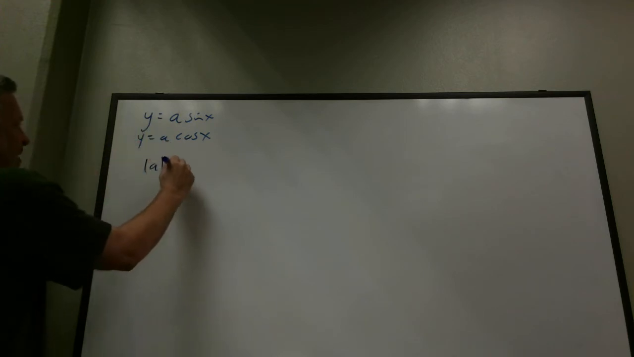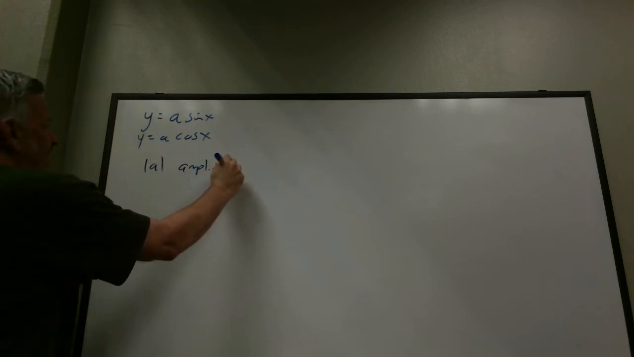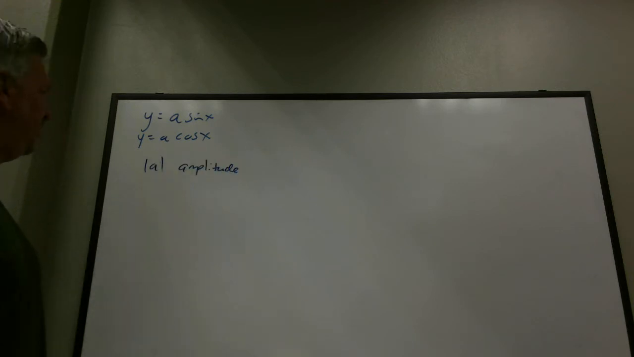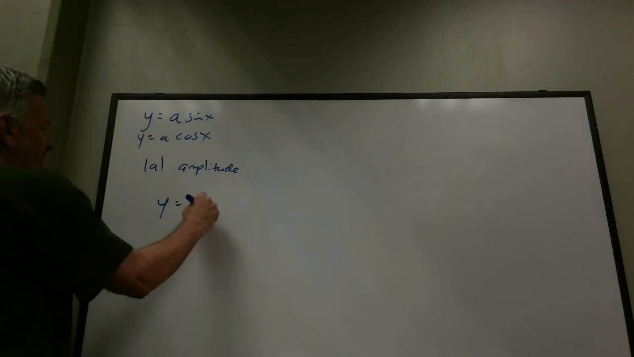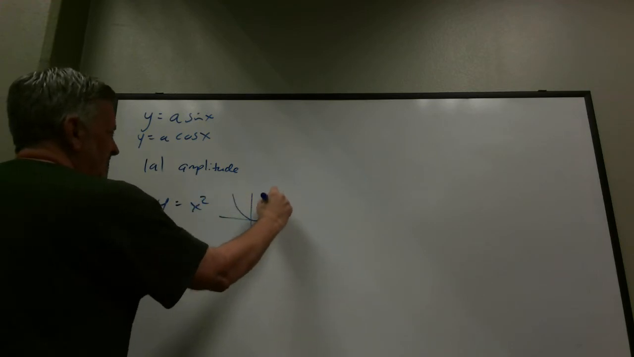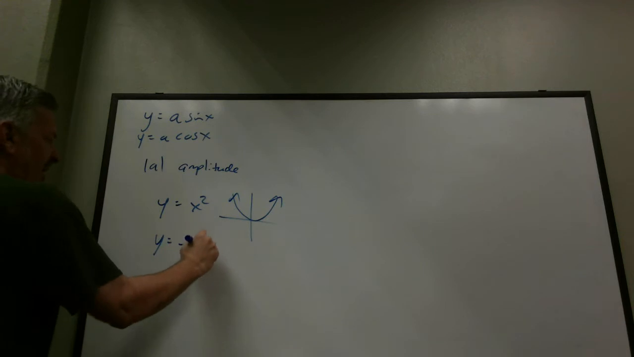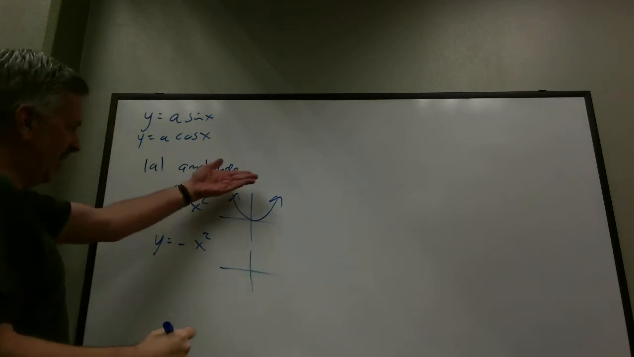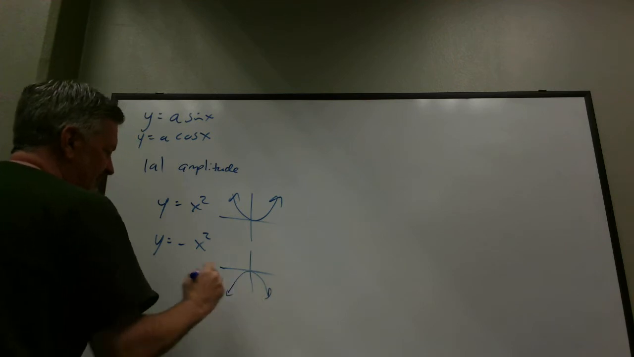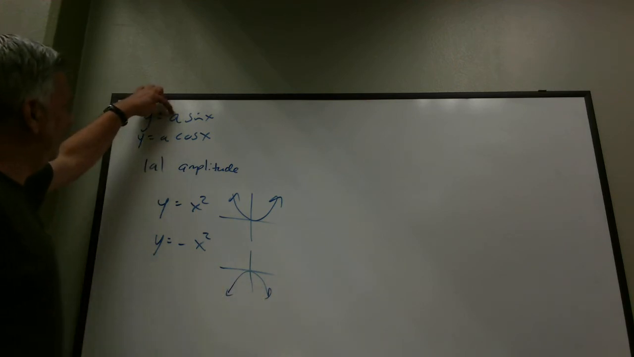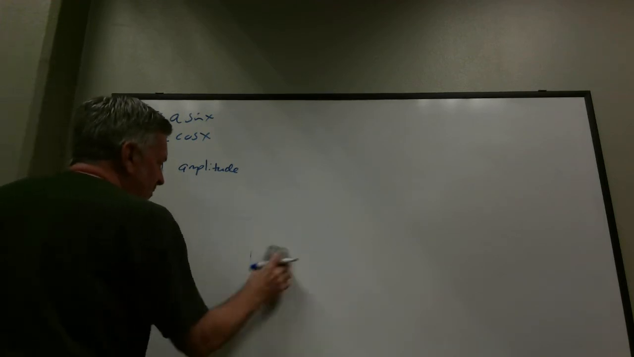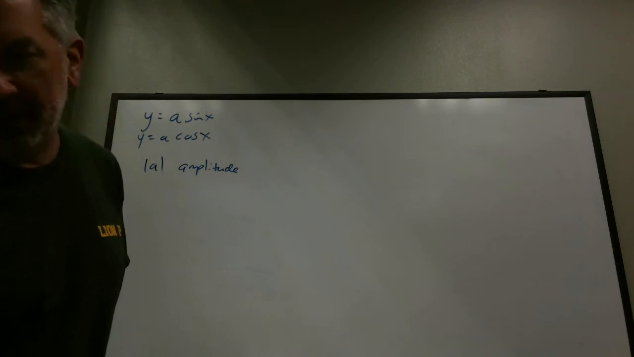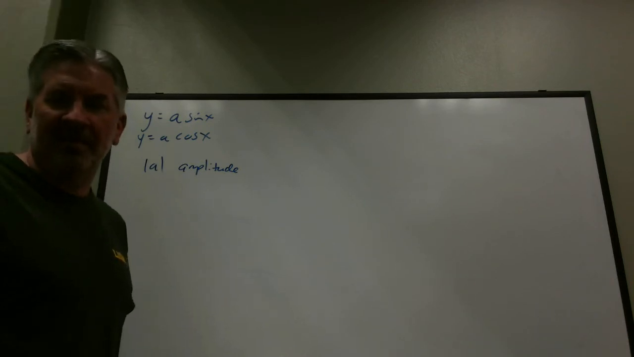If you take the absolute value of a, we're going to call that the amplitude. So the amplitude is positive. Amplitude is basically the vertical stretch or shrink. And we also learned before, if you multiply a function by a negative number, so if I have y is x squared, and you multiply that by -1, what did that do to the graph? It reflected the graph over the x-axis. Same thing here. So if a is a negative number, you're going to reflect over the x-axis. So in the notes, that's the first question. What happens if a is less than 0? That's a reflection about the x-axis.